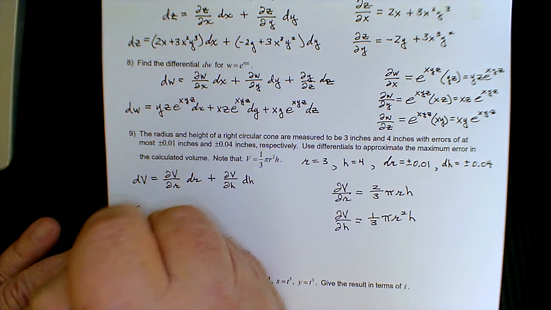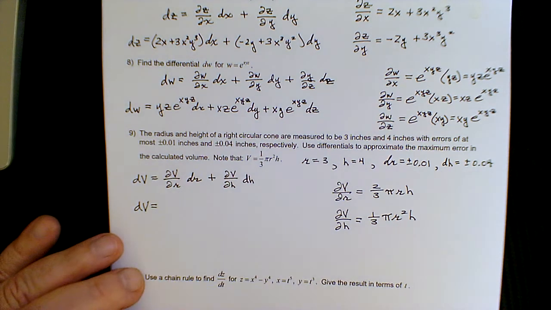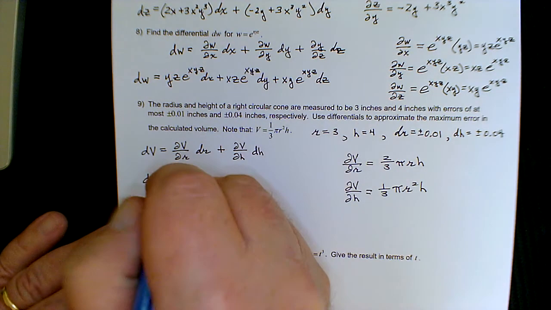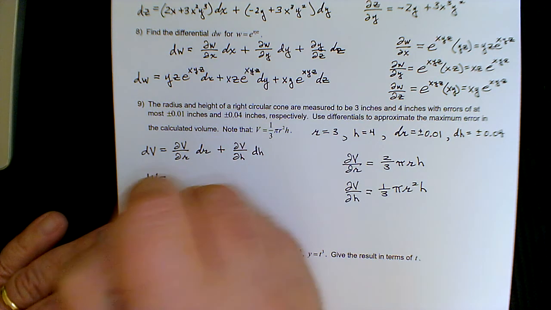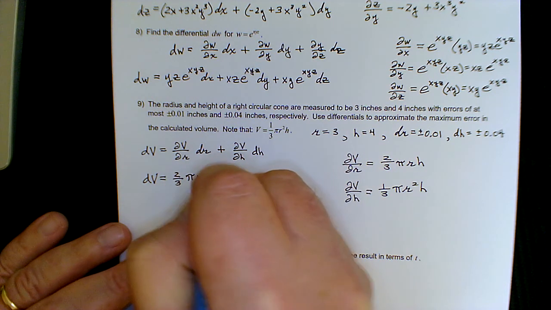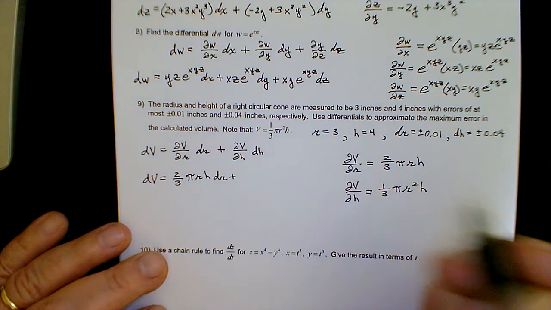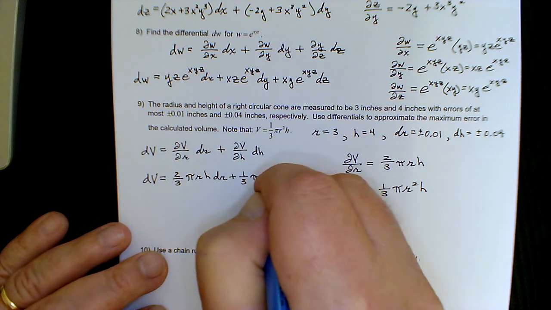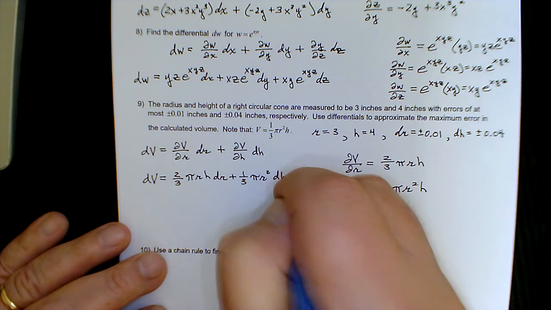So then back to the differential. Okay, we'll plug them in terms of their variables. So here we'll have 2/3 pi R H times dr plus 1/3 pi R squared times dH.